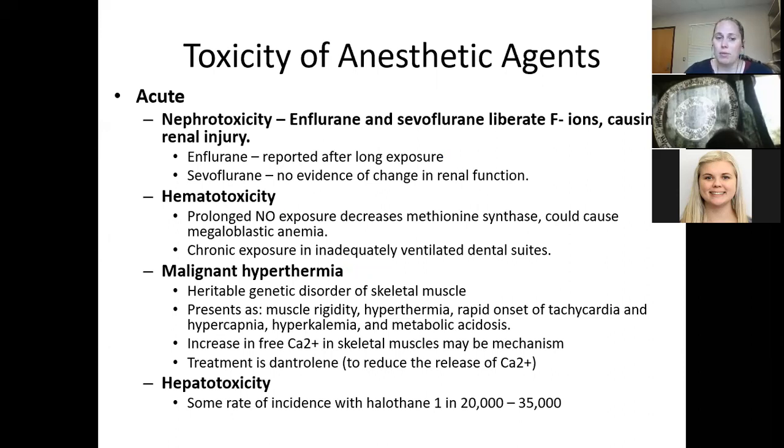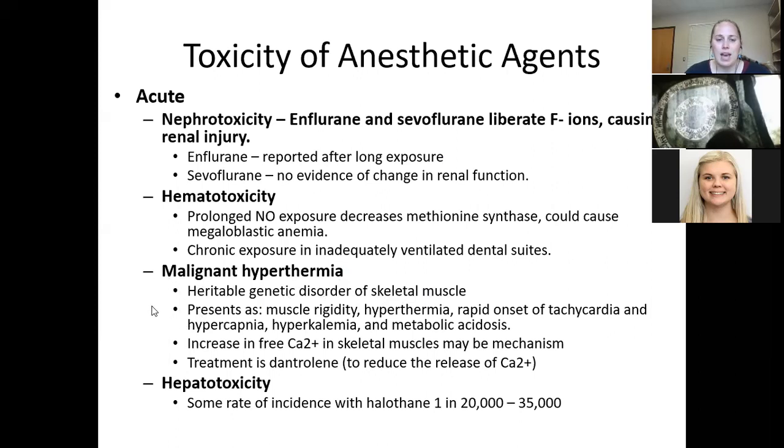There could be a problem here with this megaloblastic anemia. An interesting other type of toxicity that occurs is malignant hyperthermia. This is actually a heritable genetic disorder. There's a particular isoform of calcium ion channel that results in this particular response. And so it's this calcium channel that's located within the skeletal muscle.